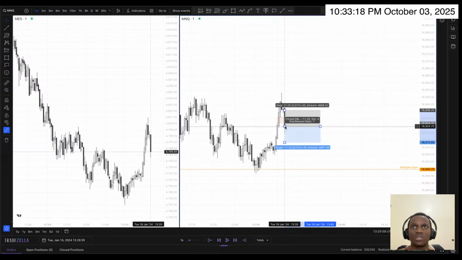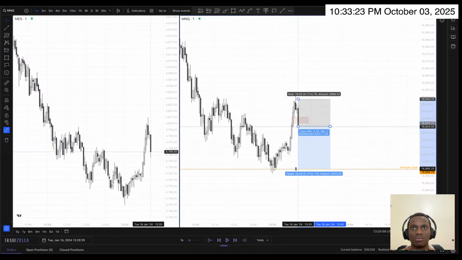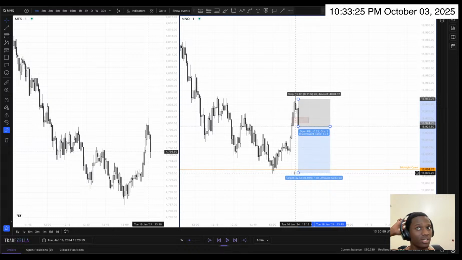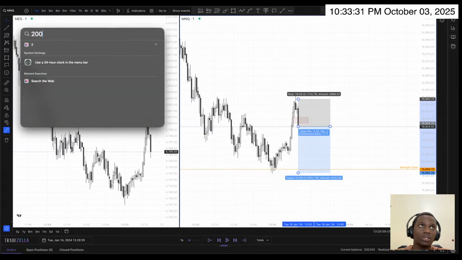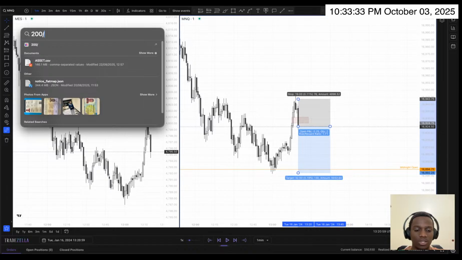So let's see, would sales work if we put our stop there and our target this small internal over here? 19 stop, and let's risk like 200. It's the afternoon. 200 over, so that will be 20 times 2, that's 40, so that's 5.